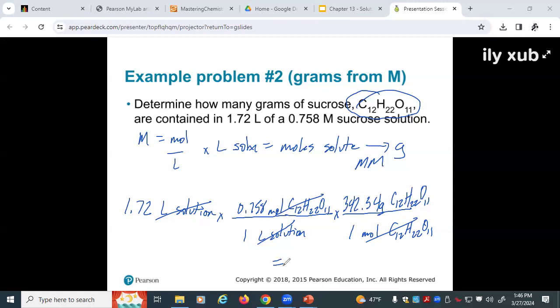I do the calculation: 1.72 multiplied by 0.758 multiplied by 342.34. With three significant digits, we get 446 grams of sucrose.